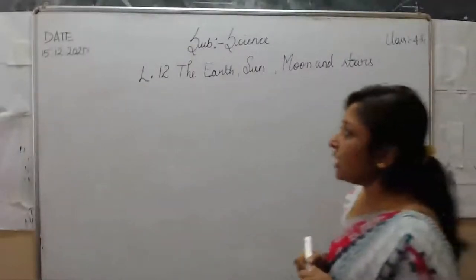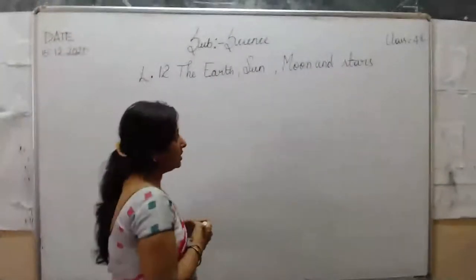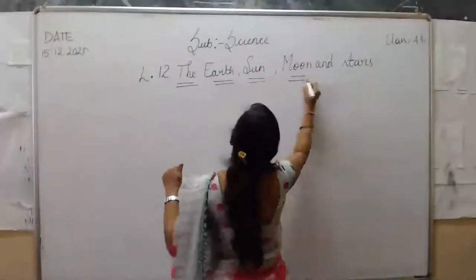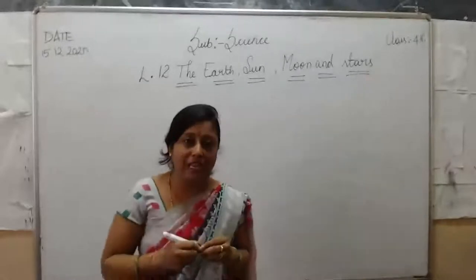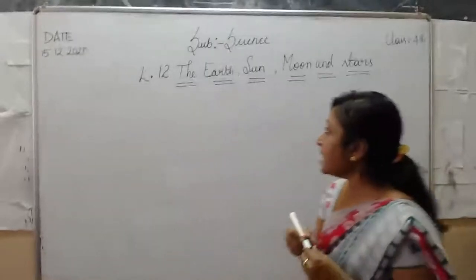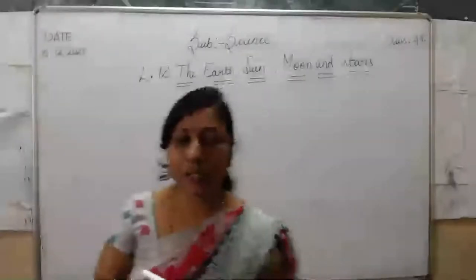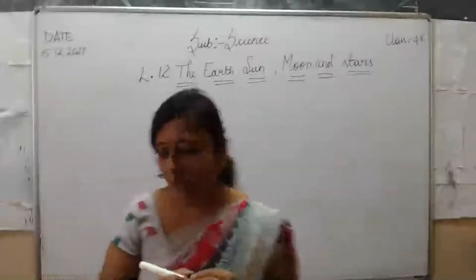We are starting a new chapter, that is the Earth, Sun, Moon, and the Stars. In the previous class, maybe third standard, you studied about Earth, Sun, Moon, and also stars. Again, we'll continue the same chapter.